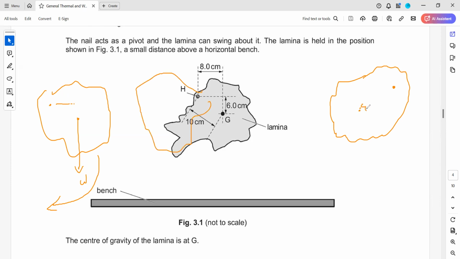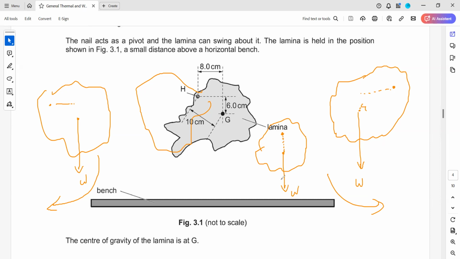Now the center of gravity is at this point. The weight is again acting downward, but this time the weight is on the opposite side of the pivot. What will happen? It will cause a turning effect in the opposite direction, the anti-clockwise direction. And eventually, when the center of gravity, the point where the weight is acting, and the pivot are in line, there is no perpendicular distance. So in that case, it will stop oscillation.